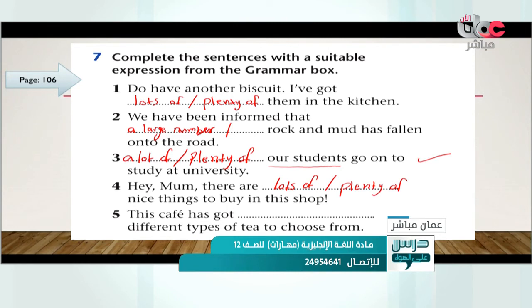The next: this cafe has got different types of tea to choose from. Here he is talking not about the tea itself, he is talking about types of tea. They are walking on the street and they found a cafe, so he said this cafe has got also lots of, or plenty of, because this is an informal relationship.